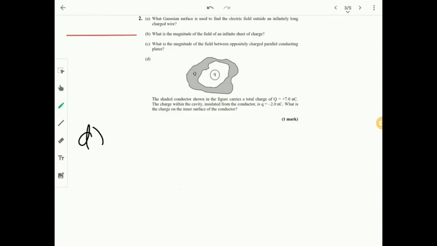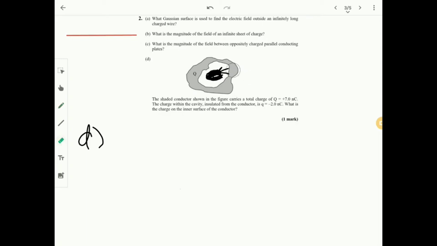Now D. The shaded conductor shown in the figure carries a total charge of Q equals plus 7 nanocoulombs. The charge within the cavity insulated from the conductor is Q equals minus 2 nanocoulombs. What is the charge on the inner surface of the conductor? Okay, let's do it together. First we have to assume what the scenario is when there is no inner charge Q. Let's just assume this wasn't there in the beginning. We put it in later on.